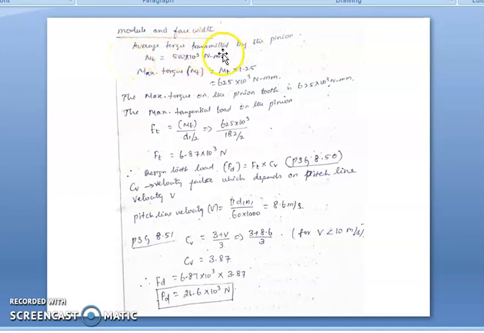The average torque transmitted by the pinion, as given in the problem, MT is equal to 500 into 10 power 3 Newton mm. The condition for the maximum torque is 25% greater. So the calculated maximum torque is 625 into 10 power 3 Newton mm. So the maximum torque on the pinion tooth is 625.